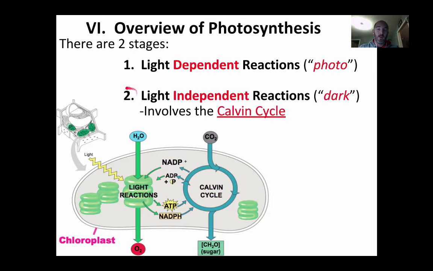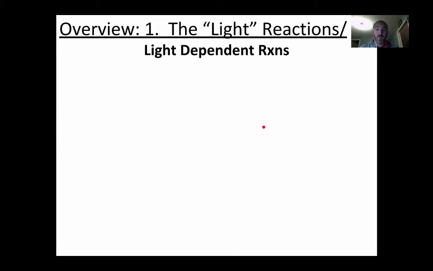The other type of reaction is the light-independent reaction, also nicknamed the dark reaction. Now, don't get misled. A dark reaction does not mean that it has to happen only at night. It means that it does not require light in order to happen. And this involves the Calvin cycle. The Calvin cycle is the reaction process that we consider to be the light-independent reaction of photosynthesis.